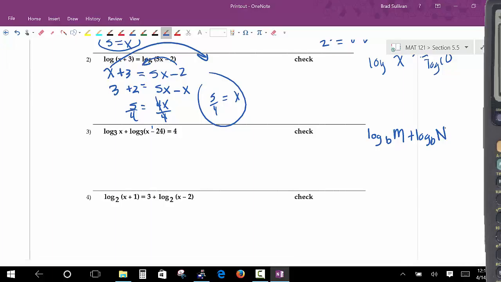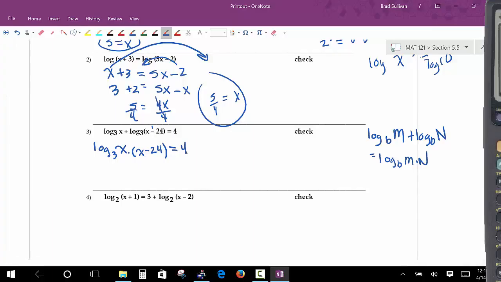Go ahead and multiply, a product. Remember, we had this property that says this would be equal to the log base b of m times n. So that's what you're going to do. You're going to put those 2 logs together, so go ahead and do that now. Write that as log base 3 of x times x minus 24. Then that's going to be equal to 4 like that. Okay, everybody got that? That's what we did last time.